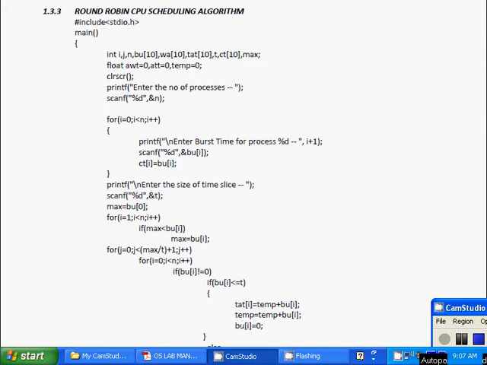In a simple computer system, the CPU would just sit idle. All this waiting time is wasted and no useful work is accomplished. However, with multiprogramming, we try to use this time productively. Several processes are kept in memory at one time.